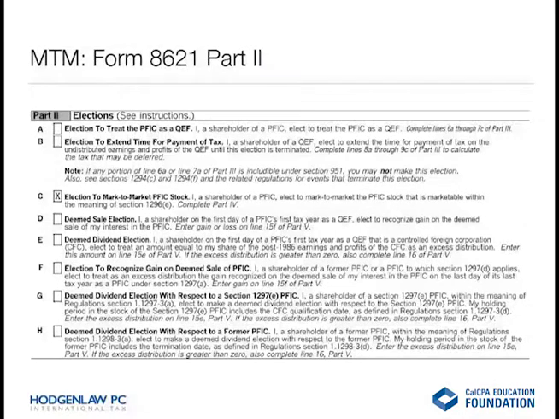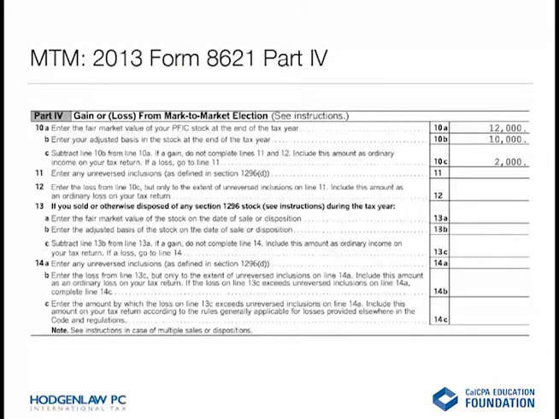So this is part 2. You just see box C checked for mark-to-market election, and you would check this every year that you're filling out the 8621. And then part 4. So I've filled out one of these for each of the years. We can go through these relatively quickly.